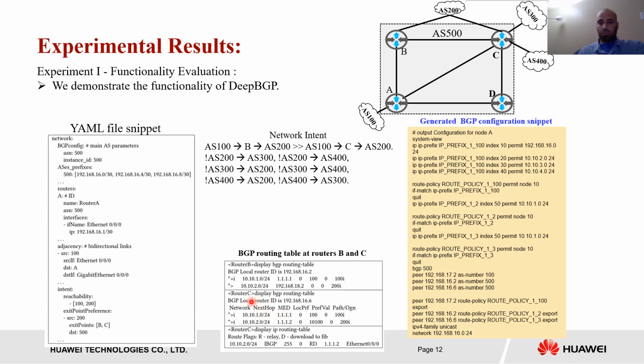As we can see here, for example, router C prefers going to autonomous system 200 through router B over going directly through its link, maybe because of the cost or some other factor. And it is clear here that the route from router C to autonomous system 2 is over this path, which is 10, 10, 2, and has a higher local pref value.